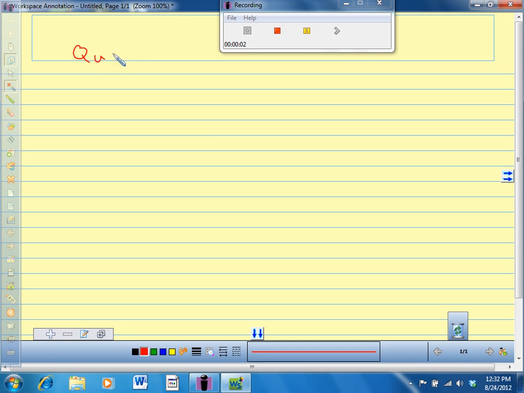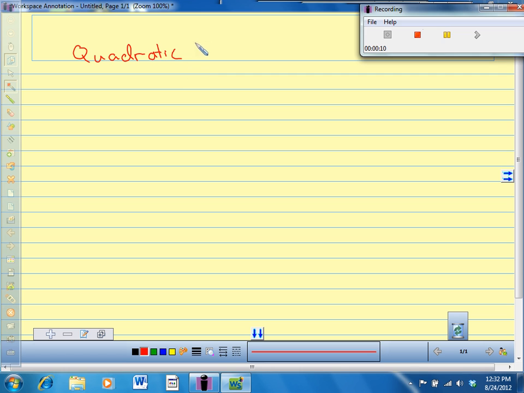Quadratic equation. Right? I don't know how to hide this thing. Equations. I like to leave that up there so that I can pause when I need to pause and stuff like that. So quadratic equations are equations that have a what in them?